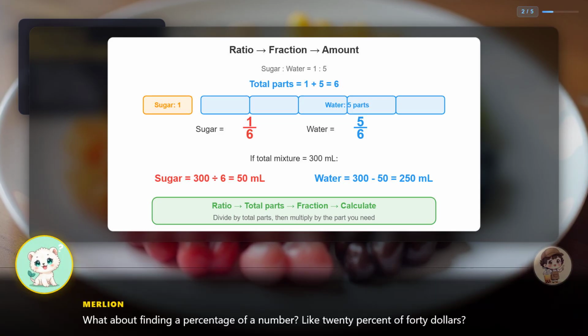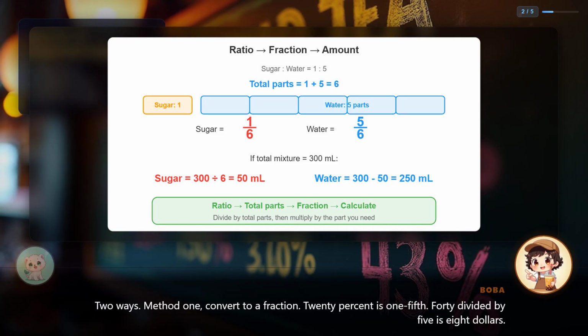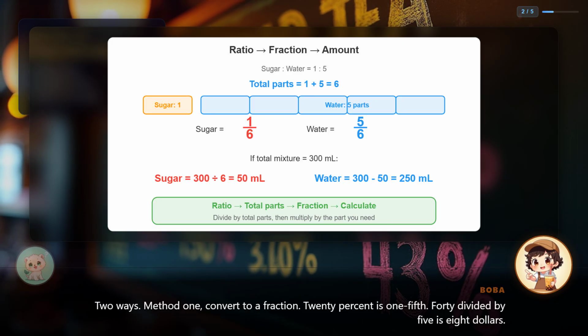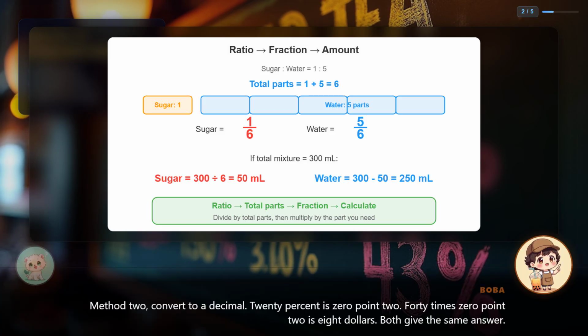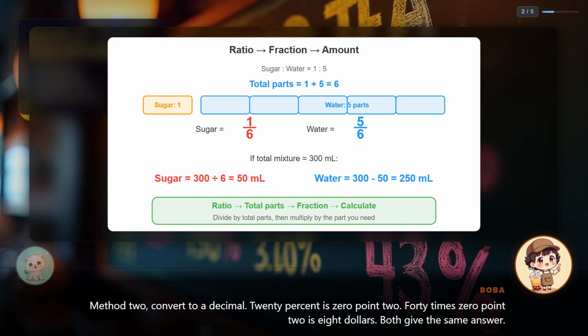What about finding a percentage of a number? Like 20% of $40? 2 ways. Method 1, convert to a fraction. 20% is 1/5. 40 divided by 5 is $8. Method 2, convert to a decimal. 20% is 0.2. 40 times 0.2 is $8. Both give the same answer.